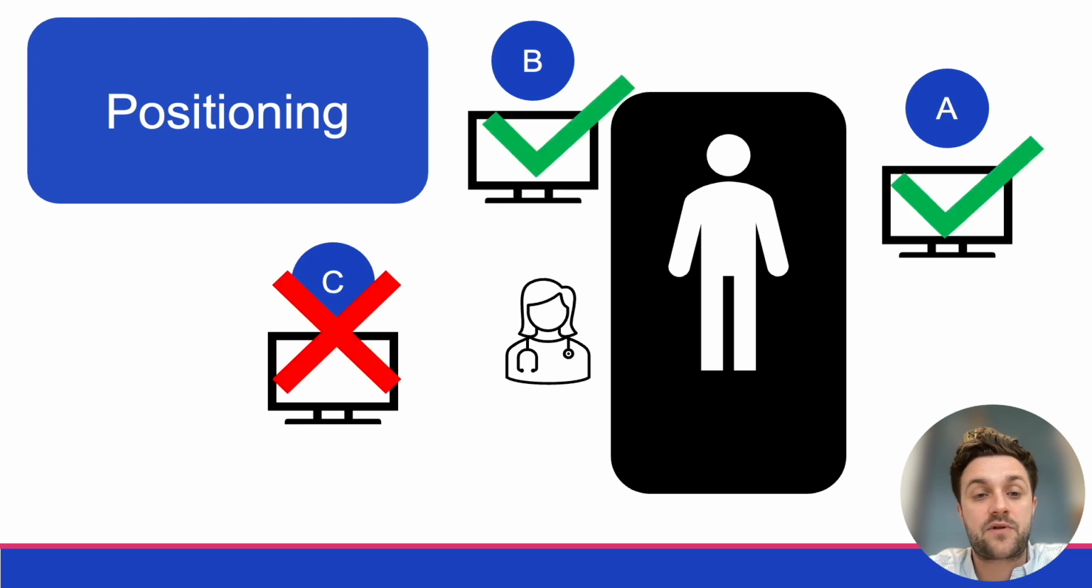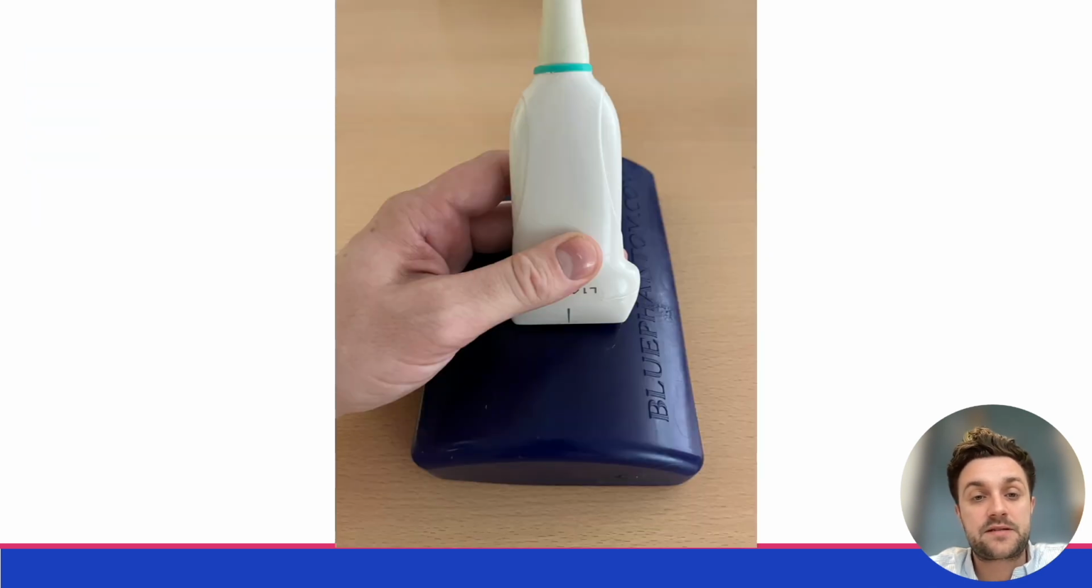We want this set up so that the line of sight for where we're putting the cannula in and where the ultrasound machine are all in the same line of sight, so we're not looking backwards when we're doing it. Holding the probe, this is the way we're going to hold the probe.